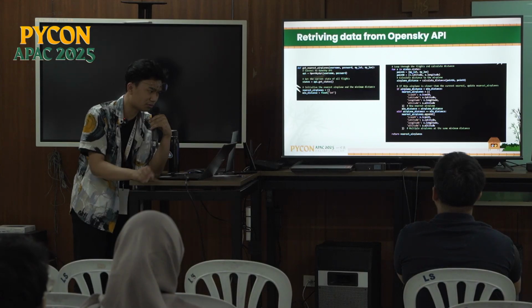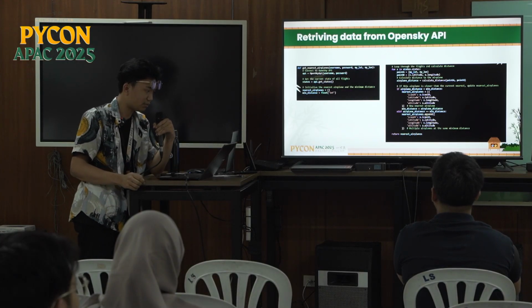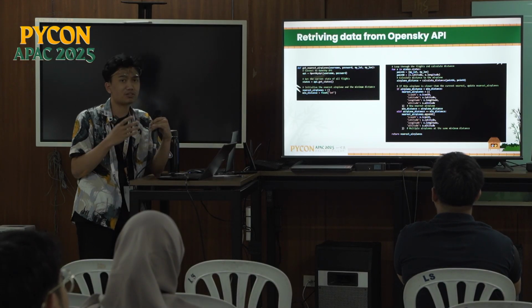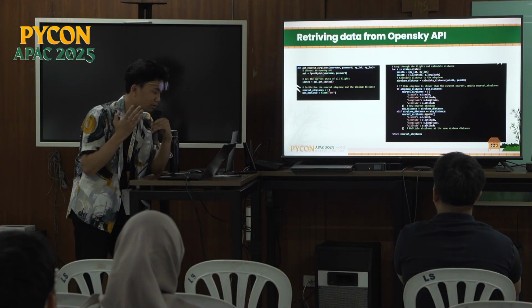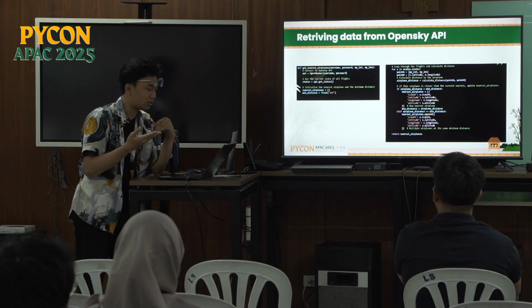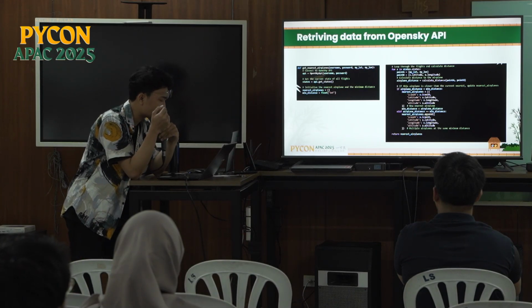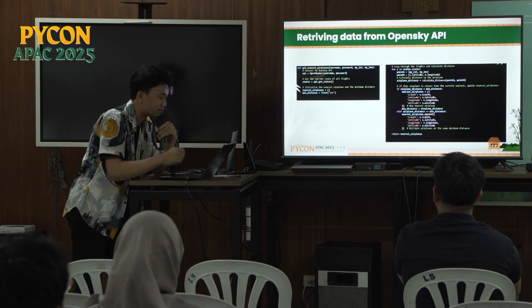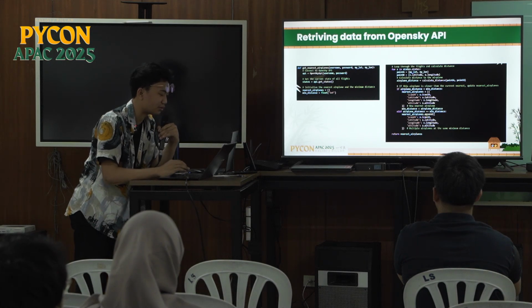So this is how you retrieve data from the OpenSky API, but I cannot show you how to do it right now, because the OpenSky servers, I think the request volume is too high, and I think it's down right now.